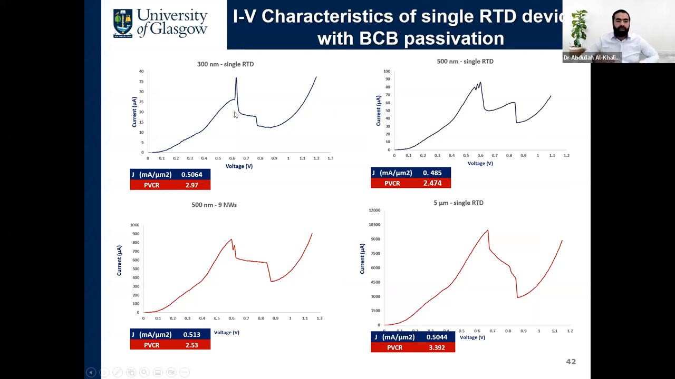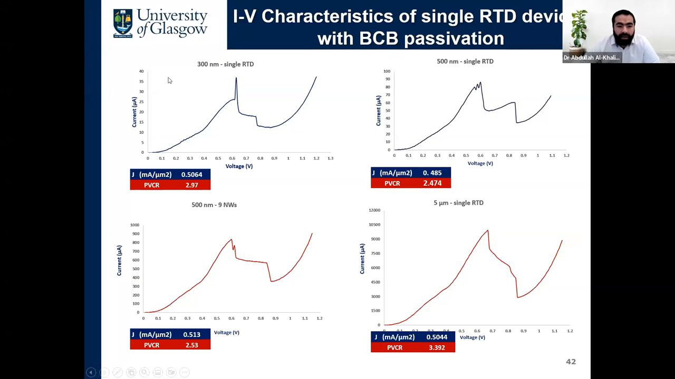These are IV characteristics. So why do we go for nano photodetectors? It is just to reduce the power consumption. Here we have a 300 nanometer single RTD that will only require 35 microamps of current, and the bias voltage is just about 0.6 volts. So you can see that the power consumption is very, very low.